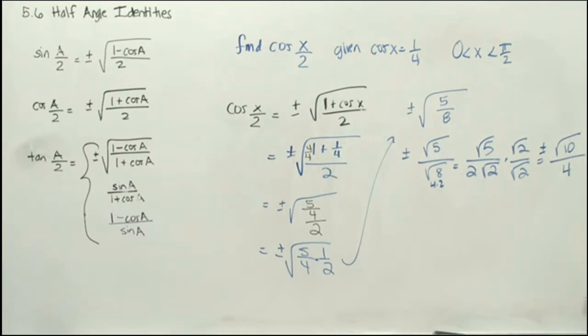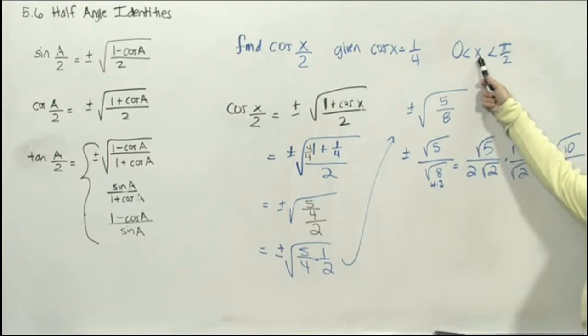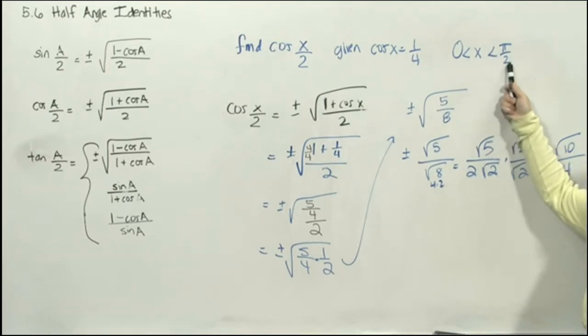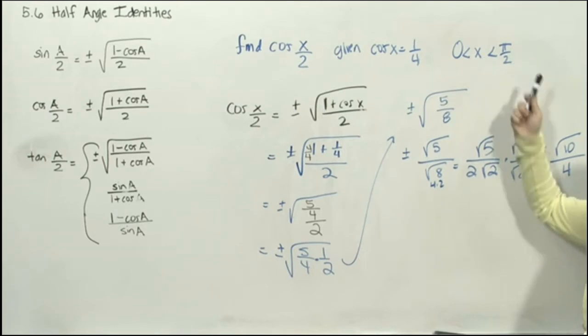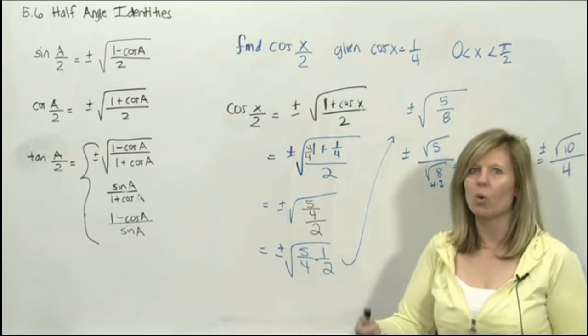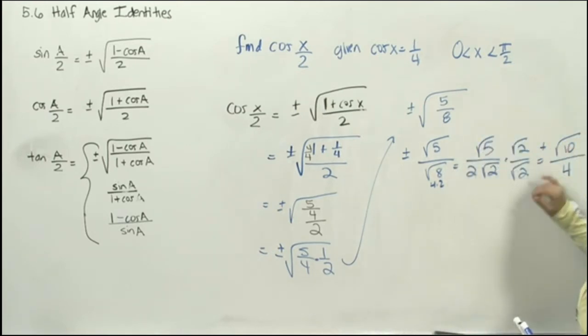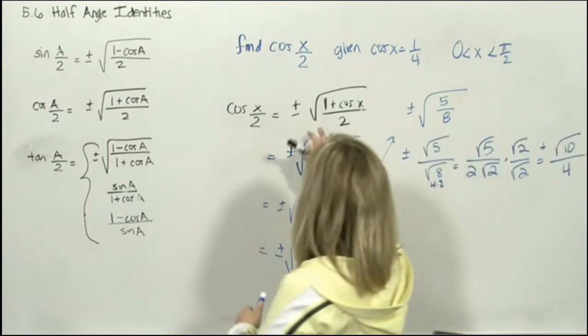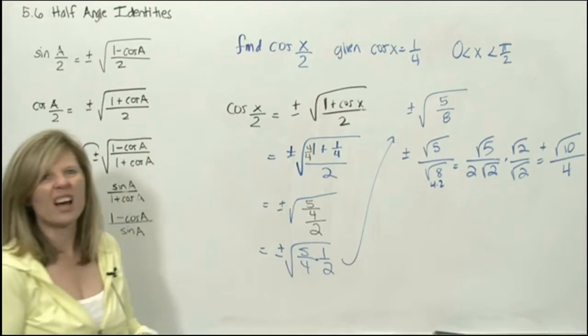Again, you got to look at your information given. It says x is between 0 and pi over 2, which is 0 to 90. 0 to 90 puts you in quadrant 1. In quadrant 1, every trig function is positive. So again, it's not hard to work these identities. It's just a lot of arithmetic.